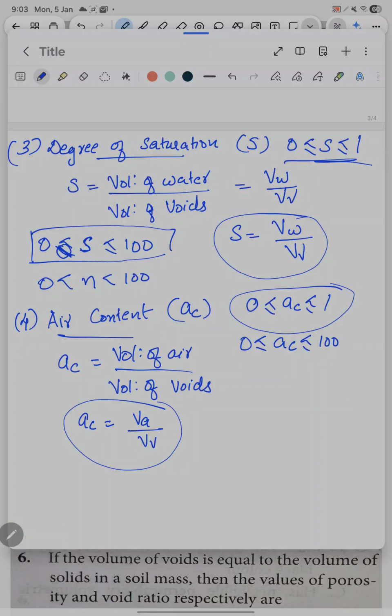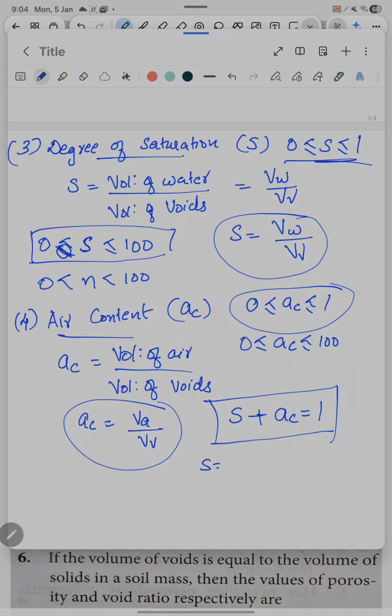This is also very important. Okay, so we studied degree of saturation and air content. Two more terms. There is a relation between degree of saturation and air content, that is degree of saturation plus air content is equal to 1. If they give the degree of saturation in some questions, we have to find out air content. So very easy. You have to just subtract one value from 1.